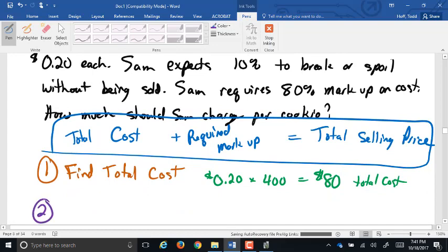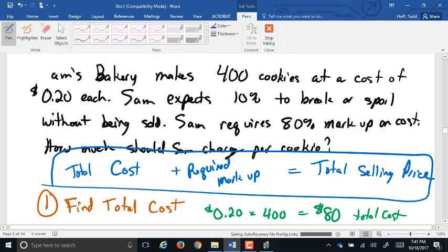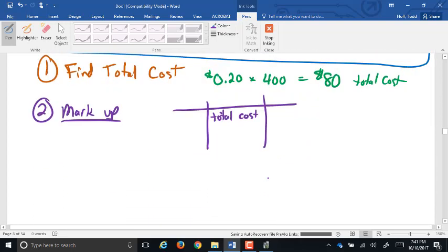Step two is going to look awfully familiar. Do the markup. We do the markup on total cost now, though. So this is total cost. Total cost plus the markup is going to give us total selling price.